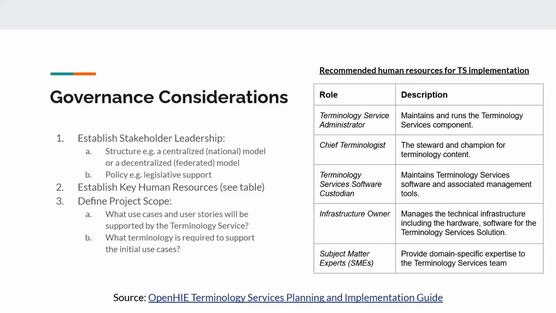Specific to governance, we actually just pulled a little bit from the OpenHIE Terminology Services Guide, which I have linked down here at the bottom. As far as getting established with your governance, a good first step, of course, is stakeholder leadership, where you start to establish the structure of your work and what kind of policy needs to be in place. As a couple of examples, you might have a centralized model versus a more decentralized model. So understanding that structure beforehand is a very good step.